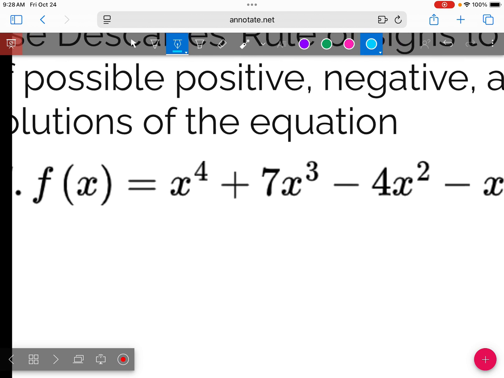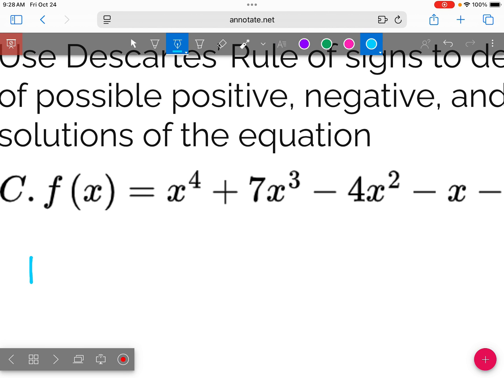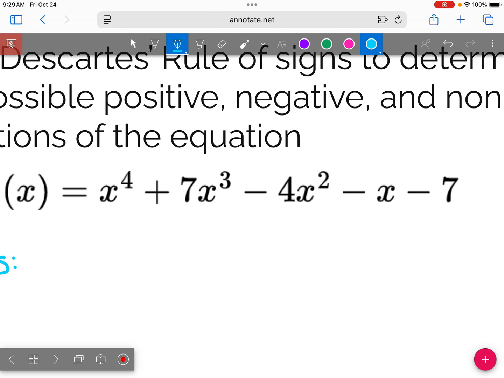Let's take a look at this. So first things first, let's start with how many positive roots are we gonna have on this? How do we tell? How many sign changes do we have in this function right here? Just one. So how many positive roots are we going to have? Just one.